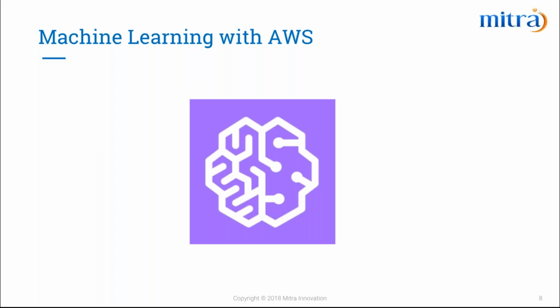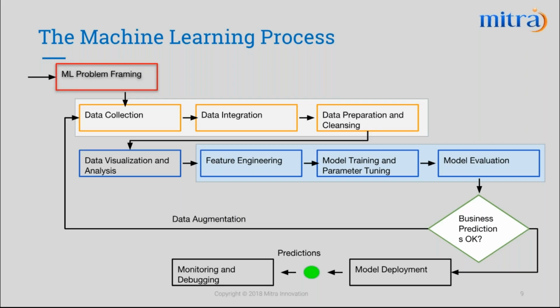Let's see how we can build machine learning solutions with AWS. The first step is you identify that there is a problem, and you need to bring in a machine learning solution. So the first step is collecting the data that you would require, and then it goes to a data integration process followed by data preparation and cleansing. Next, after cleansing, you will do some visualization analysis, and then you have to go through feature engineering.